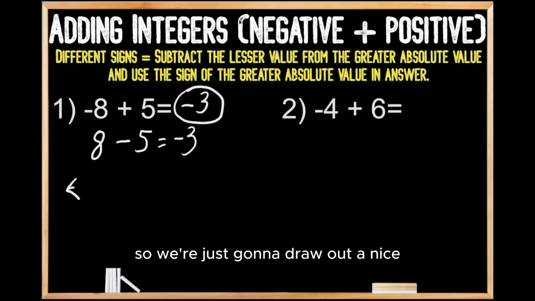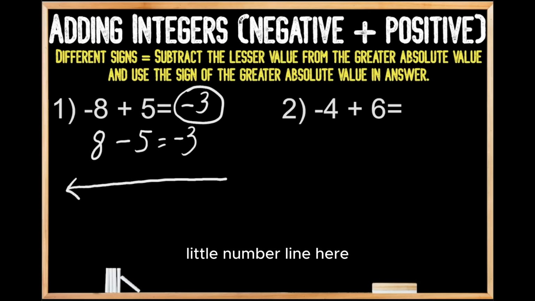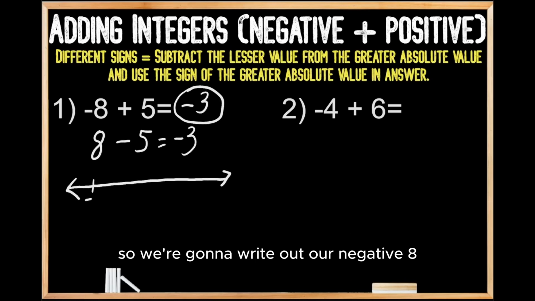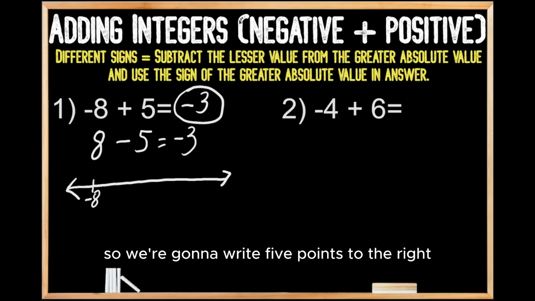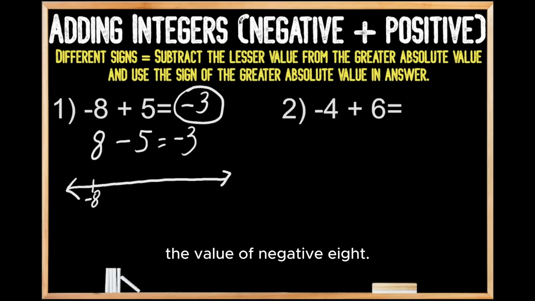So we're just going to draw out a nice little number line here. We started out at negative 8, so we're going to write out our negative 8. And then we added a positive 5. So we're going to be increasing the value of negative 8 by 5. So we're going to move 5 points to the right because we're increasing the value of negative 8. So we have 1, 2, 3, 4, and 5.